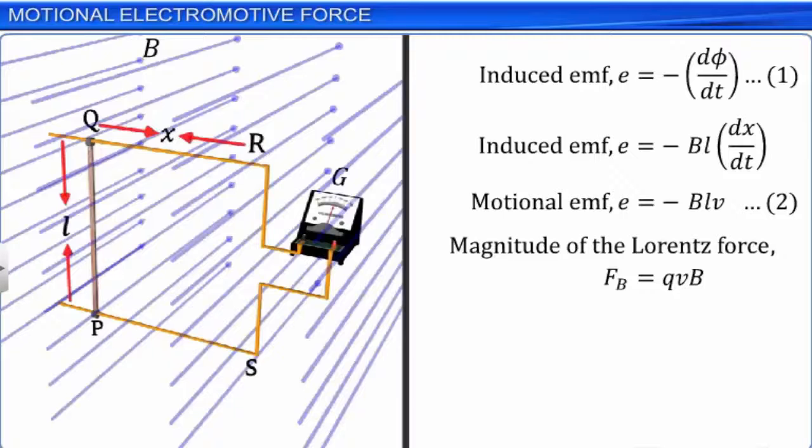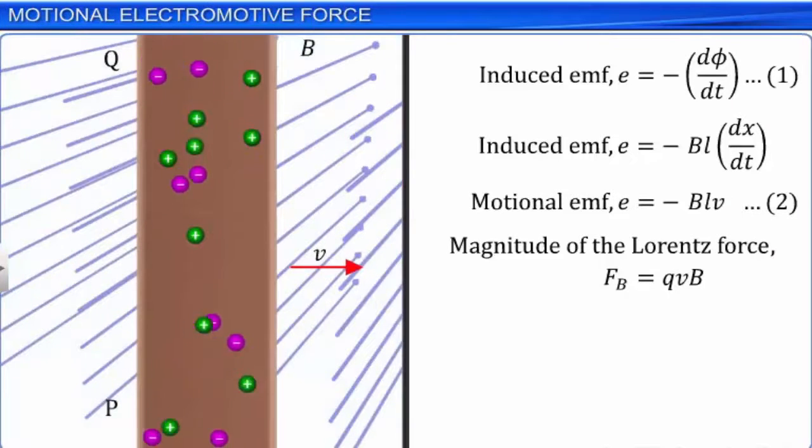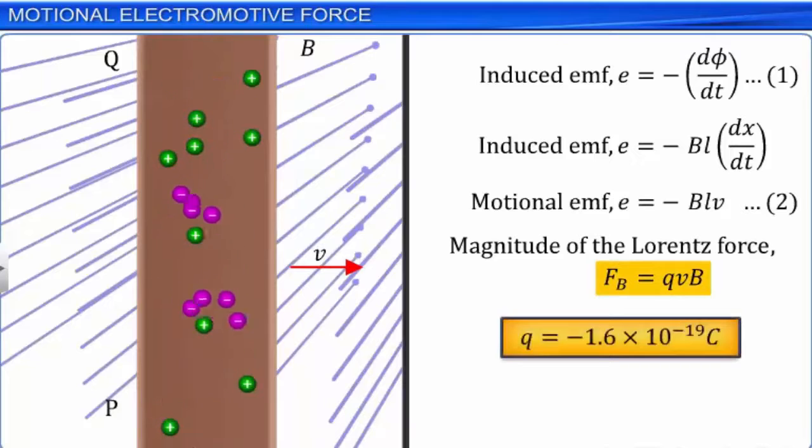As the conductor moves with a speed v, free electrons in the conductor also move with speed v in the magnetic field B, in addition to the random velocity they have within the metallic conductor PQ. The average magnetic force due to the random velocity is 0. But the average magnetic force on each free electron due to velocity v is F_B equal to qvB, where q is the charge on the electron, equal to minus 1.6 into 10 power minus 19 coulomb.